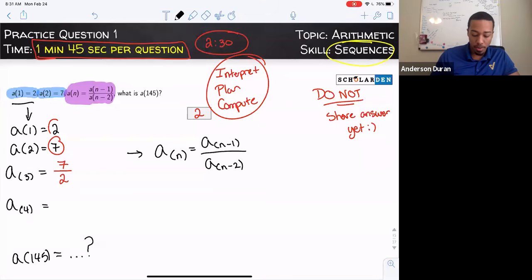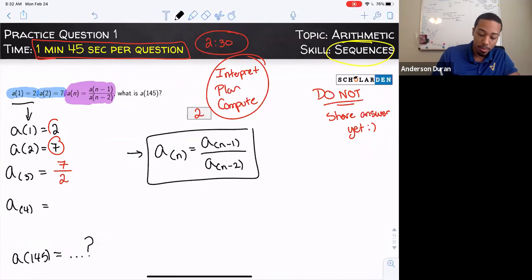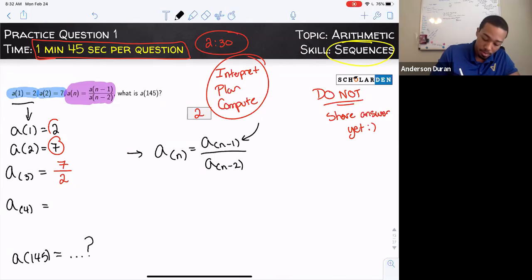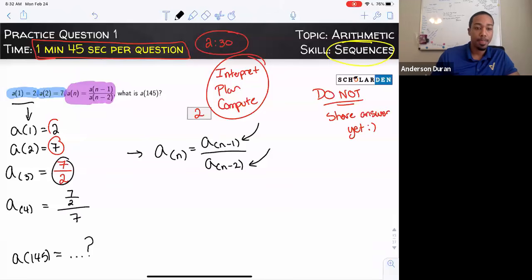Here, to get the 4th term, remember, just follow the rule. We will take the previous term and divide it by the second previous term, which was now 7. So from here, let's go ahead and simplify this. When you're dividing the fraction 7 over 2 by 7, you can essentially say that you're dividing by 2, then dividing by 7, which is the same thing as dividing by 2 times 7.